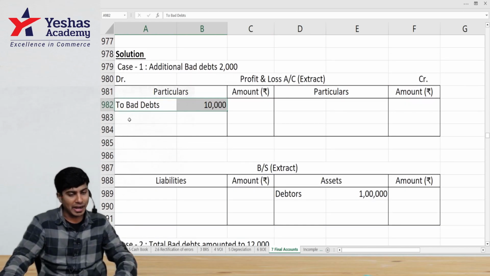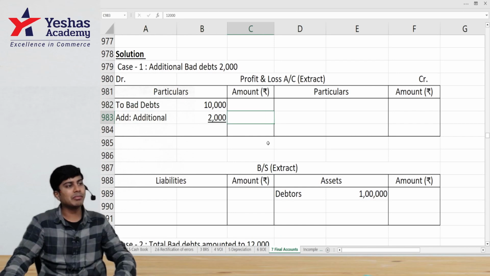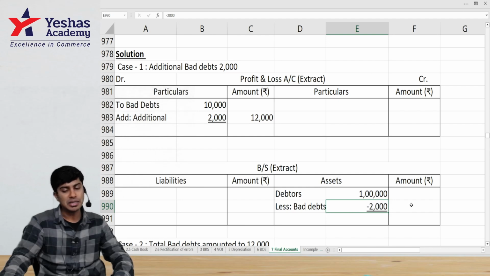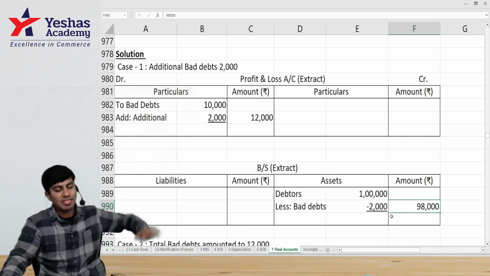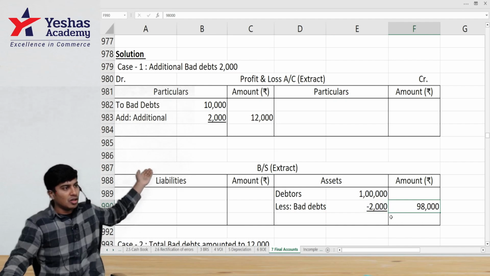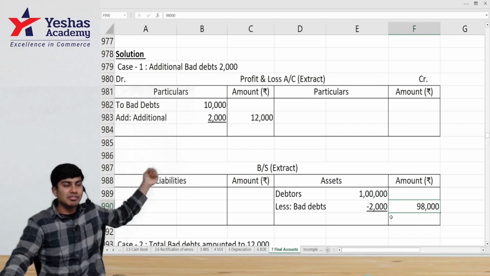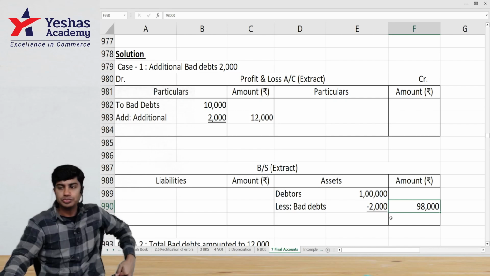I would write bad debt as an expense, making my total bad debts 12,000. I would further deduct that bad debts from my debtors, making my debtors 98,000. This is the answer for case 1, where debtors of 1 lakh is there in the trial balance, bad debts of 10,000 is there in the trial balance, and in adjustments they've given additional bad debts of 2,000.